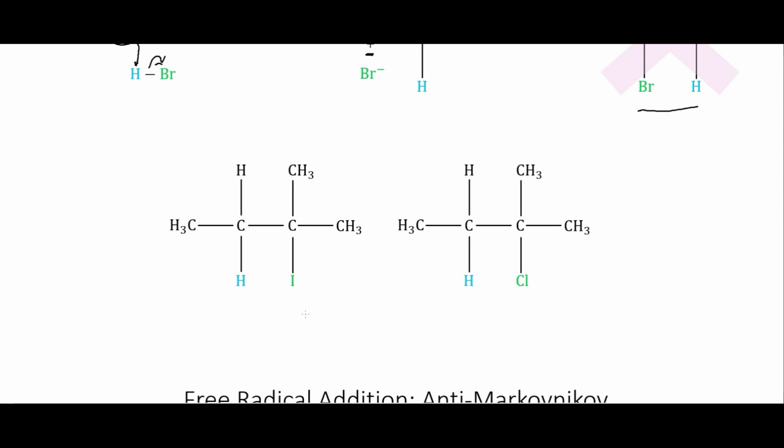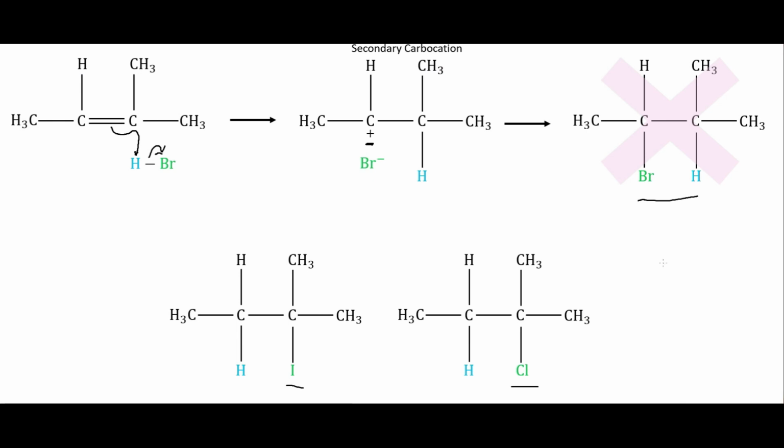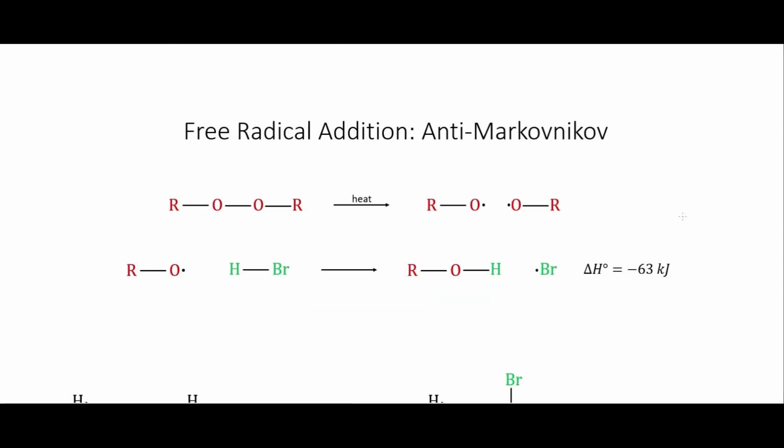And this will also be the case whether we use iodine or chlorine here. So whether we're using bromine, iodine, chlorine, we're going to get that Markovnikov product. But of course, this is chemistry, so we can't introduce a rule without almost immediately talking about the exceptions to the rule. And so with a free radical addition, we get the anti-Markovnikov product.